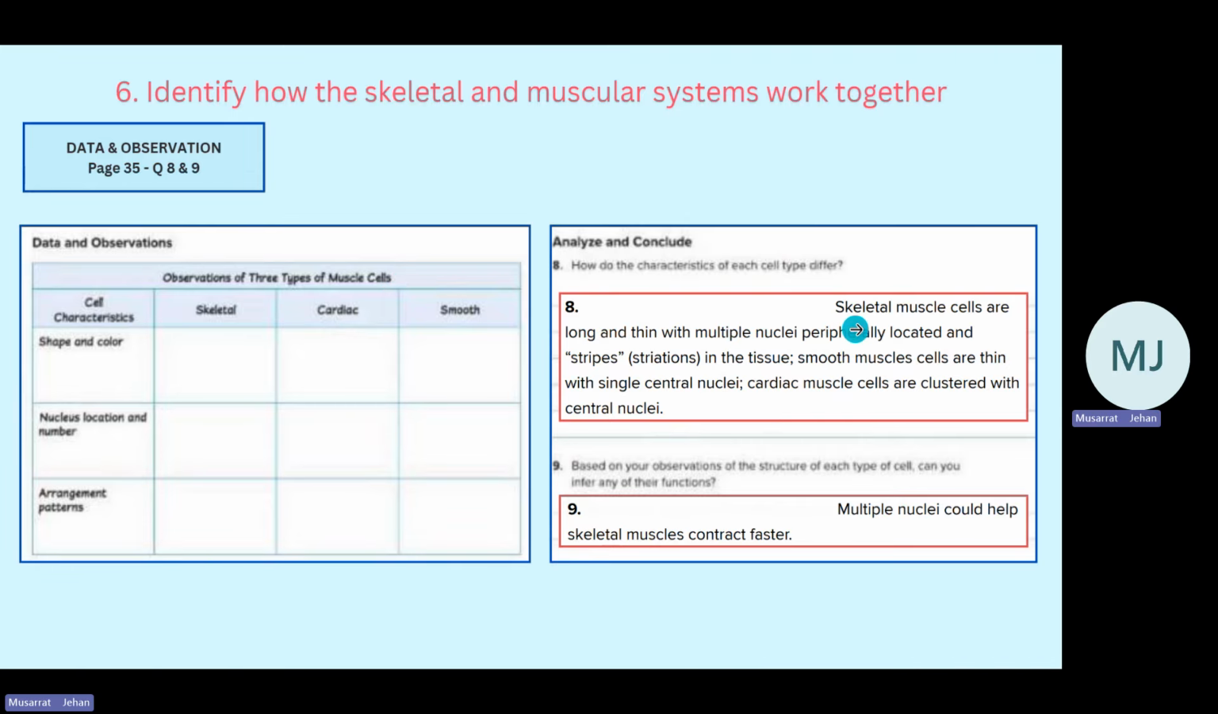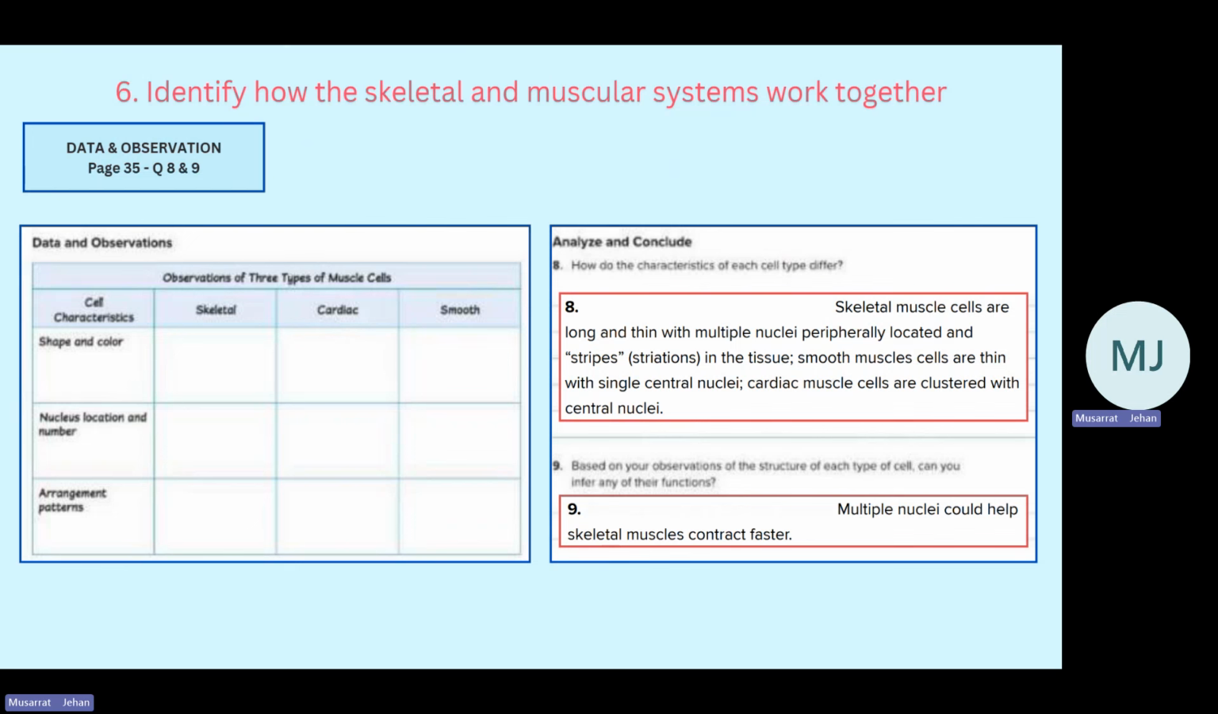We can control our skeletal muscle. That's why they are voluntary muscles. Voluntary means we can control them. And cardiac and smooth muscle are not under our control. We cannot control them, so we call them involuntary muscles. So we have voluntary and involuntary based on whether we can control them or not.